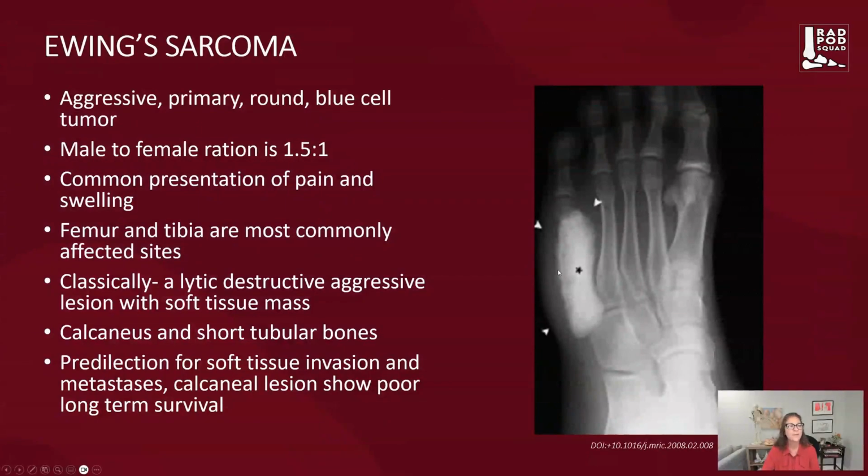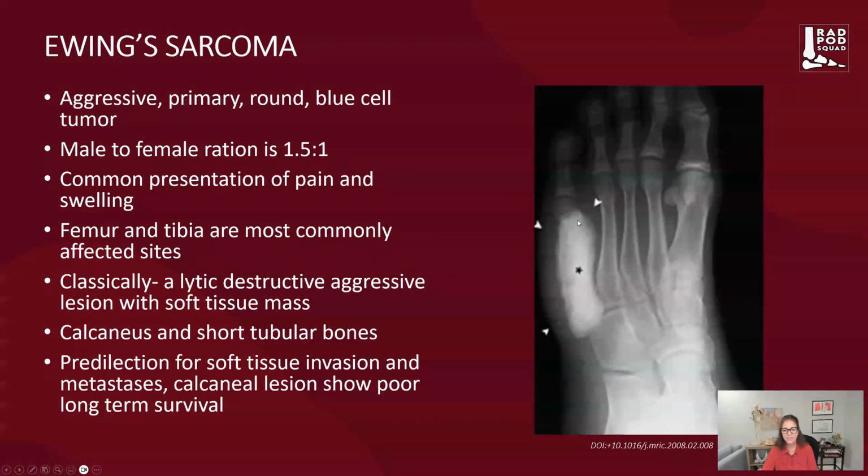Ewing sarcoma, this is an aggressive primary round blue cell tumor. The male to female ratio is about 1.5 to 1. Commonly, the presentation is pain and swelling. Femur and tibia are most commonly affected. And classically, there can be a lytic type of destructive lesion. There can also be a sclerotic form as seen here. And the predilection is for tissue invasion.